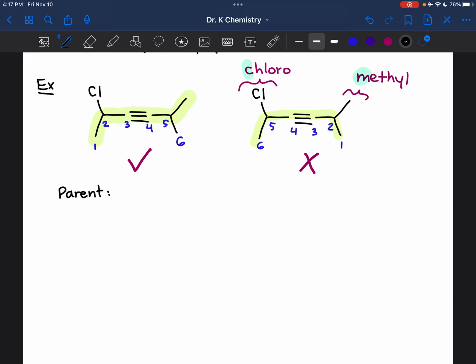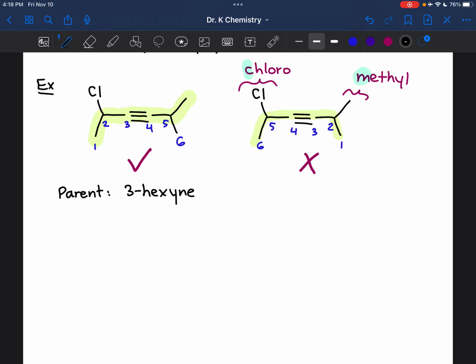Now I'll go ahead and name the parent. I see that there are 6 carbons in the parent chain, so I'll use the prefix hex. I end with "-yne" to indicate that it's an alkyne. And then I want to indicate that the triple bond starts on carbon 3, so that's 3-hexyne.